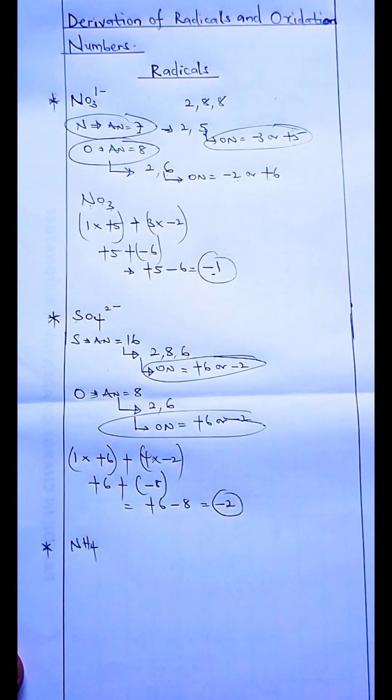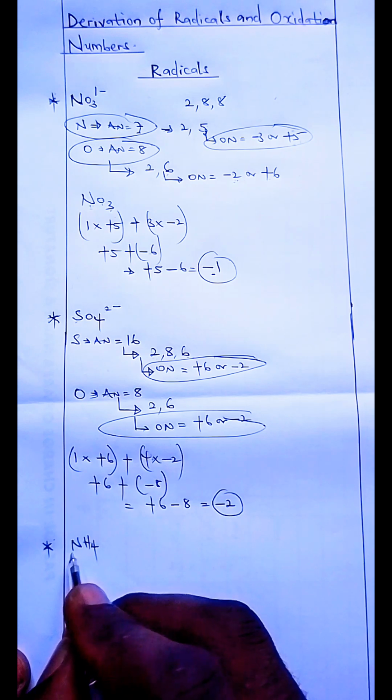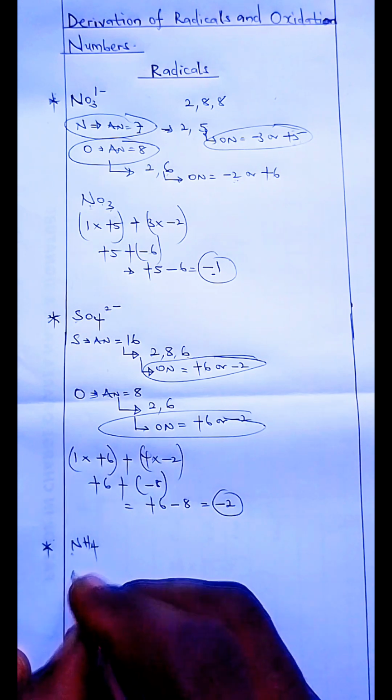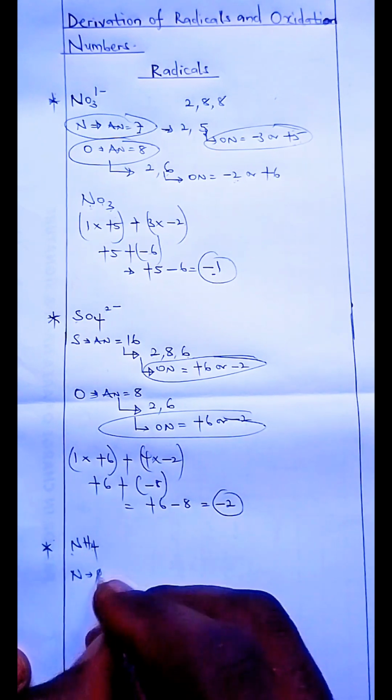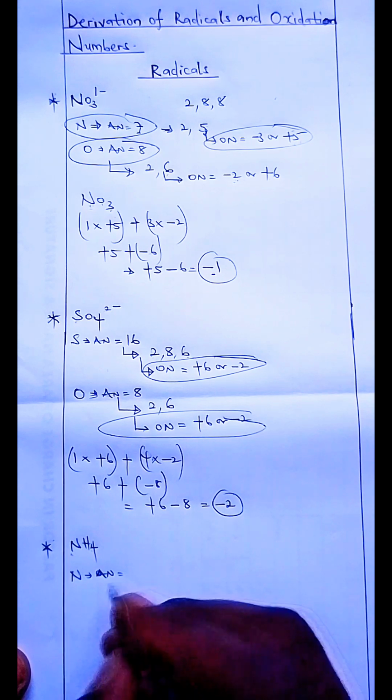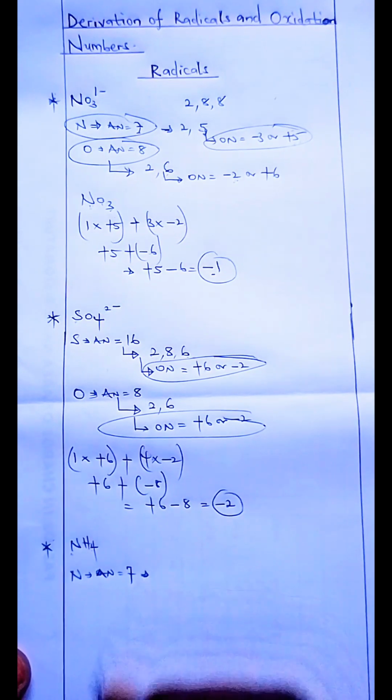So the final example: NH4, this is ammonium. We don't know if this is going to be a positively charged ion or a negatively charged ion, but with the help of the oxidation numbers, we can get to know what it's going to be. First of all, we have our nitrogen and our hydrogen here. We're going to get their oxidation numbers first, using the same approach we used for the first 2 questions. The atomic number for nitrogen is 7.